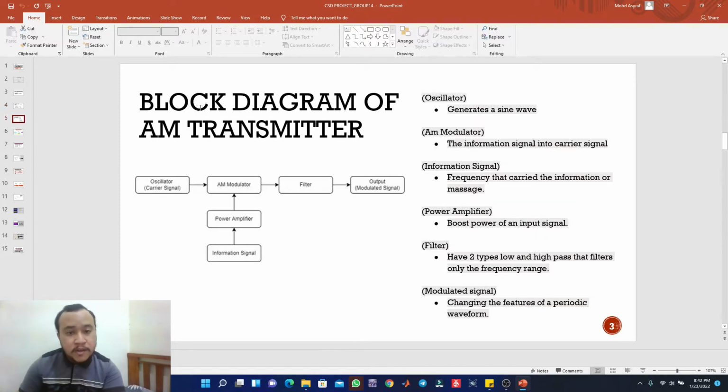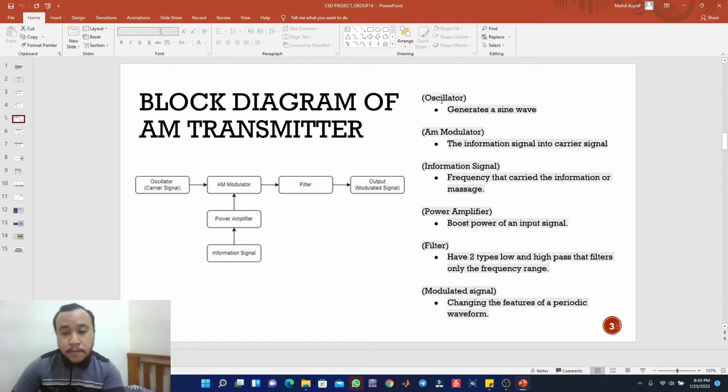Next, we move to the block diagram of the AM transmitter. It has six main parts. The first one is the oscillator. It generates the sine wave. Next, the AM modulator. It changes the information signal into the carrier signal. The information signal is the frequency that carries the information or the message.